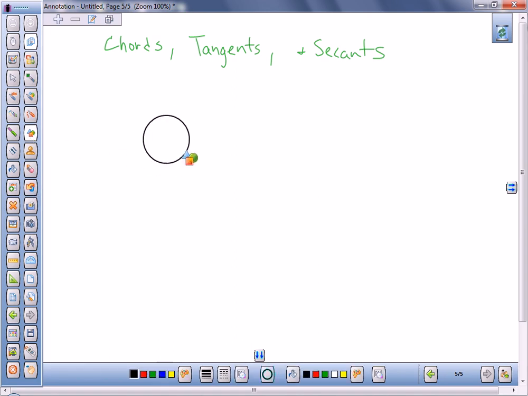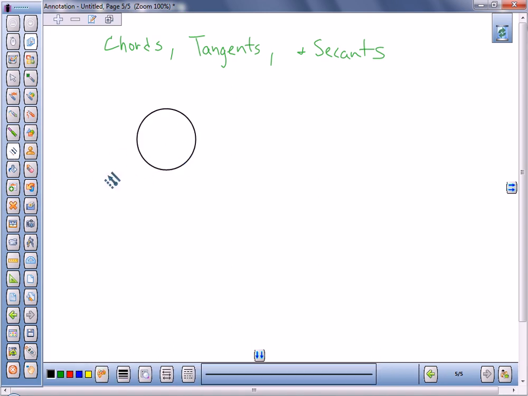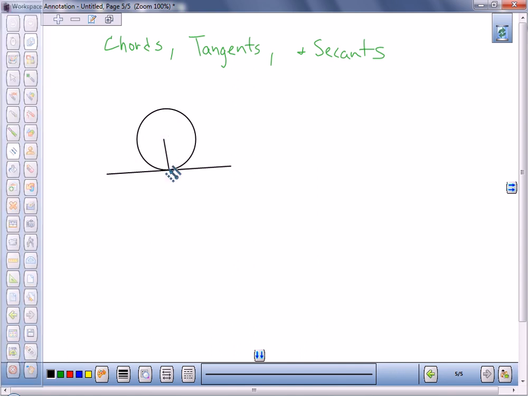If we had a circle, and we have a line that is tangent to that circle at a point, what do we know about the radius to that point? It makes a 90-degree angle. So when we have a line of tangency at a point, we can draw in a radius to that point.